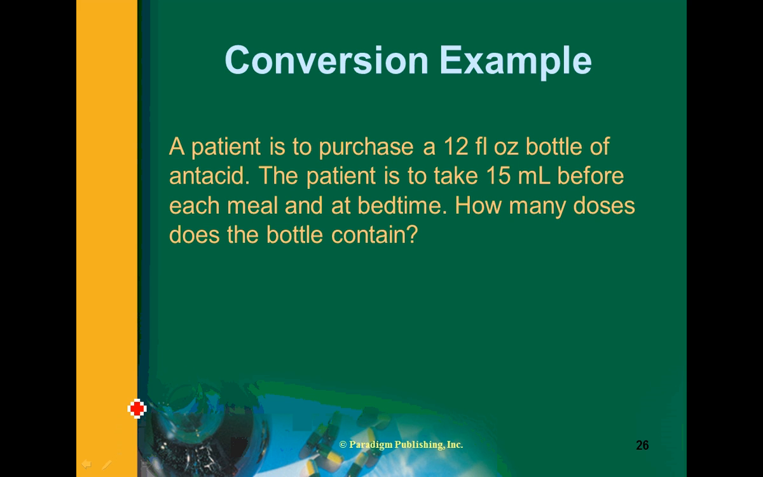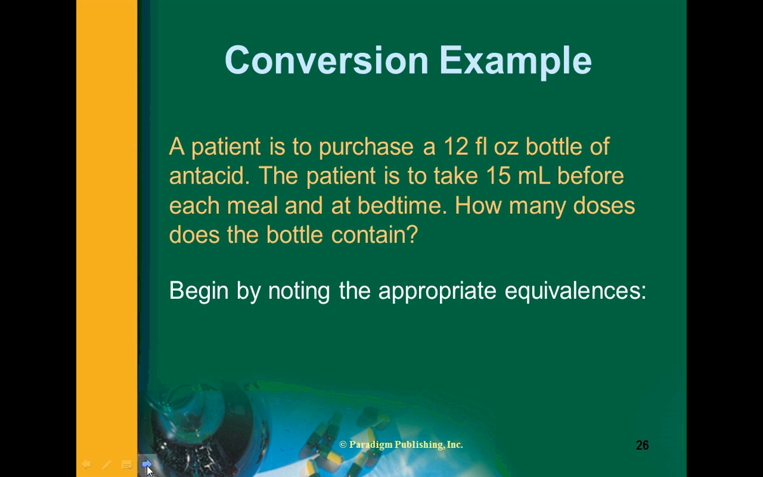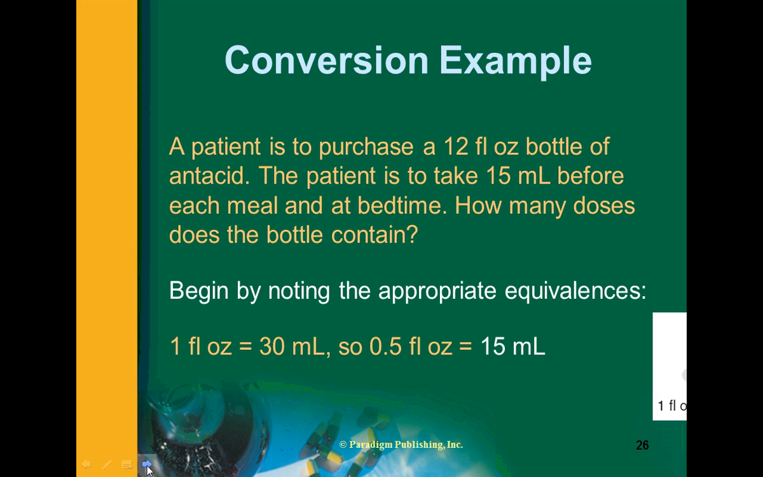So if we wanted to do a problem here, a conversion example: a patient is to purchase a 12 fluid ounce bottle of antacid. The patient is to take 15 milliliters before each meal and at bedtime. How many doses does the bottle contain? You want to remember your chart, so begin by noting the appropriate equivalences.